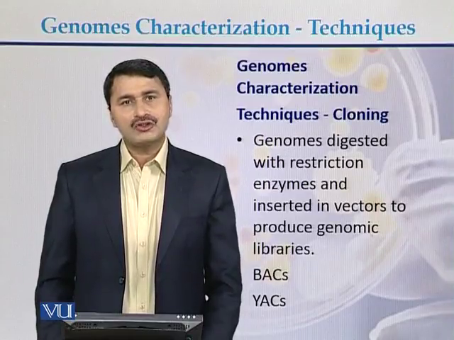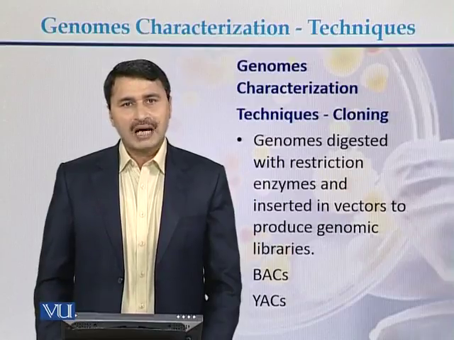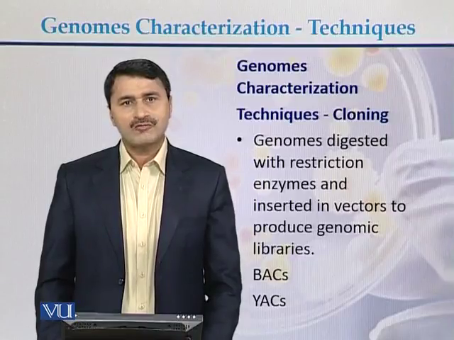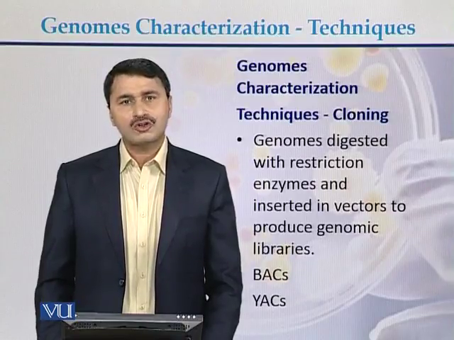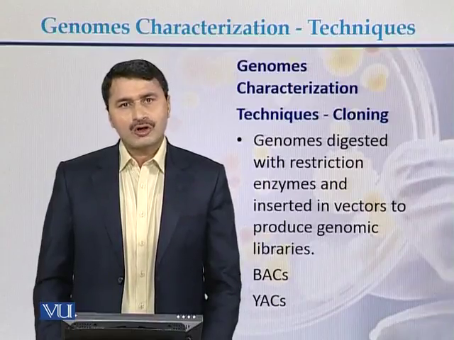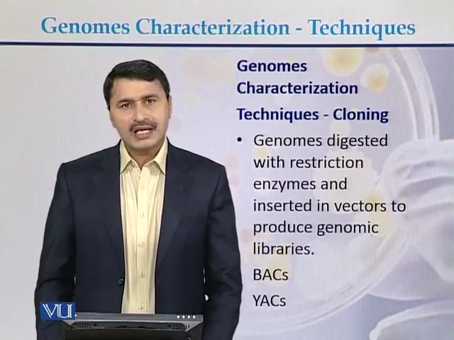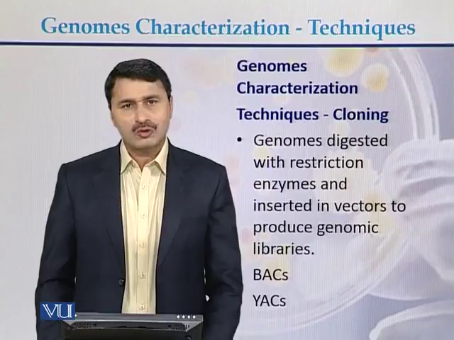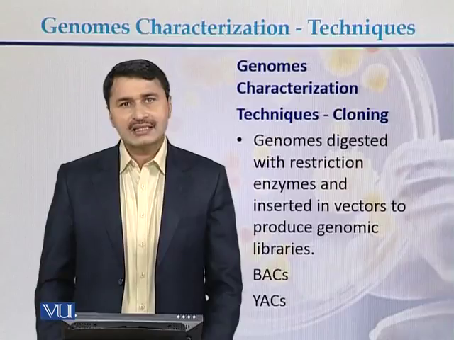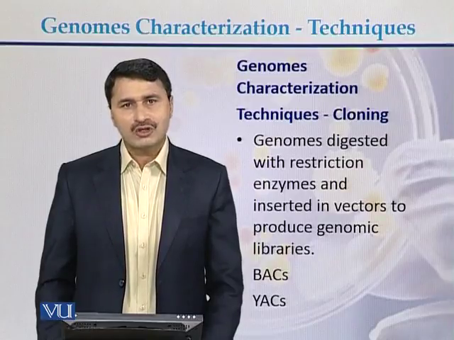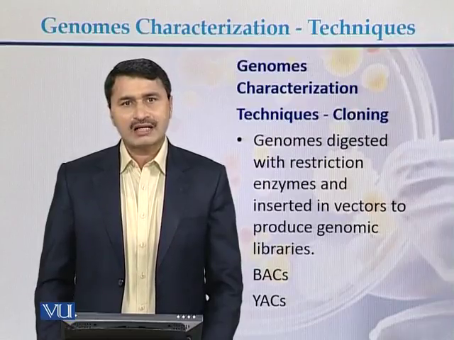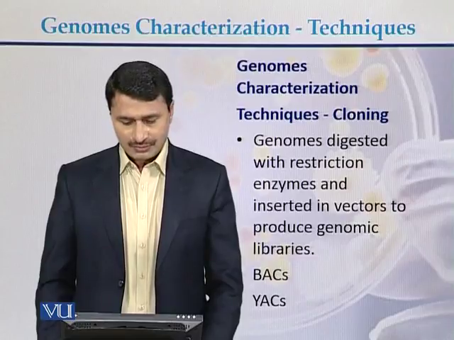Examples of genomic libraries include those made with phage vectors, and the libraries of some genomes were also in the form of cosmid vectors. So, cosmid vectors were used to prepare the genomic libraries. Bacterial artificial chromosomes were used to prepare the genomic libraries. Yeast artificial chromosomes were used to prepare the genomic libraries for the sequencing of the genomes.